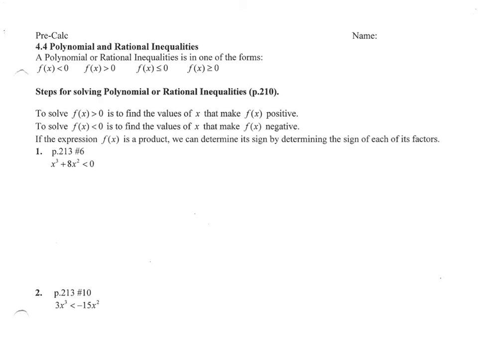So this is section 4.4. It's all about inequalities, and what it really boils down to is the same kind of number line we've been talking about with quadratic functions, but now we're going to do higher level polynomials, higher degree, and also rational inequalities.